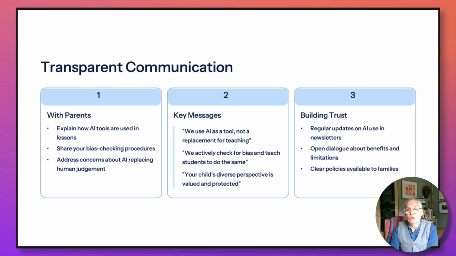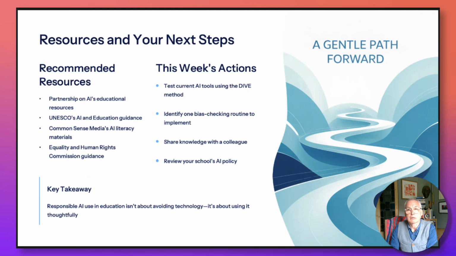Emphasize that AI is a tool that supports your teaching, not something that replaces your professional judgment. Share examples of how you check for bias and how you're teaching their children to be critical thinkers. When parents see that you are thoughtfully addressing these issues rather than blindly adopting technology, they're much more likely to support your approach. Consider including a section in your school newsletter about responsible AI use, and ensure your school's AI policy is easily accessible to families.